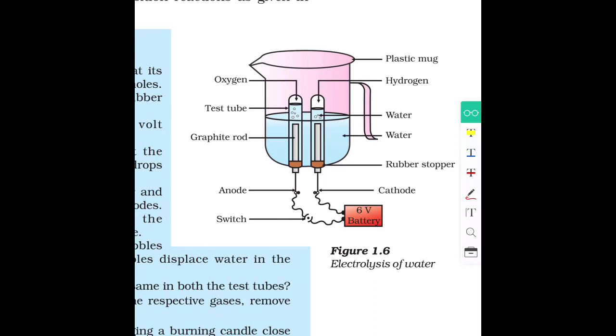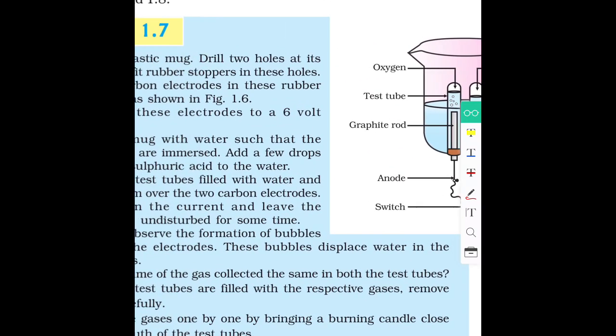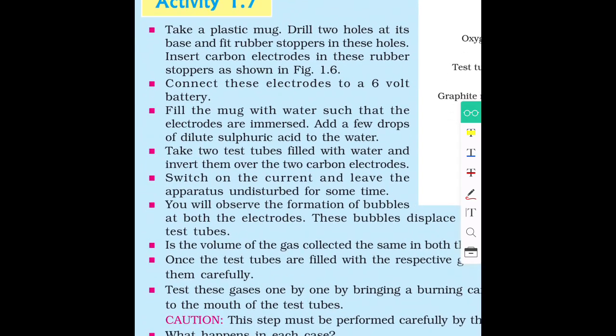In the plastic tumbler, they have fixed two terminals. They are the graphite rods which are attached to the positive and the negative terminals, anode and cathode, and a switch and a battery. So, an electric current is made to pass through this. Because of the passage of electric current, the water molecule dissociates and breaks into hydrogen gas and oxygen gas. So at one test tube, you will get oxygen, and in the other test tube, you will get hydrogen. And this process is called electrolysis of water because the breaking of the water molecule occurs with the help of electricity. Now let us see exactly how it works.